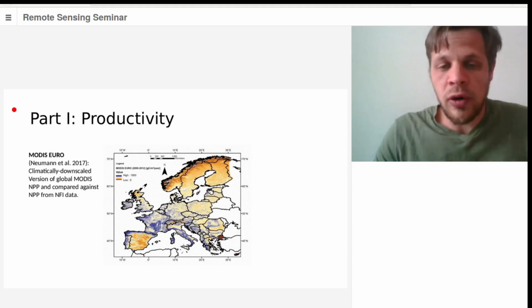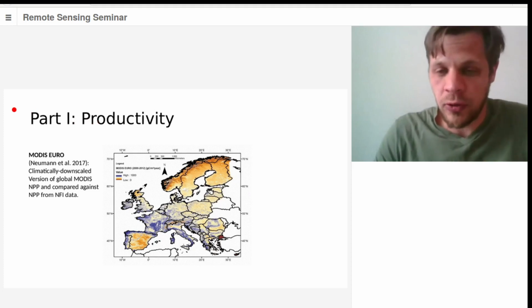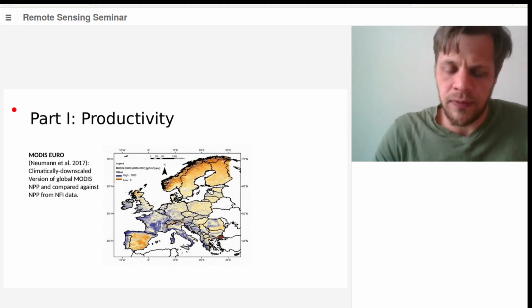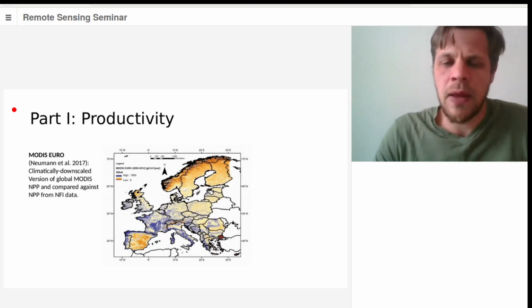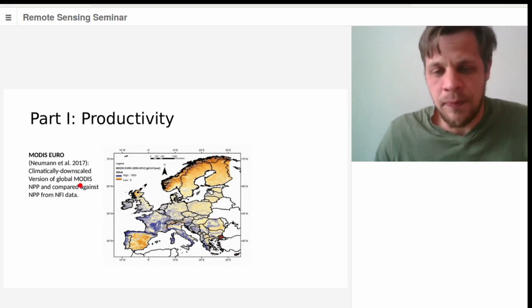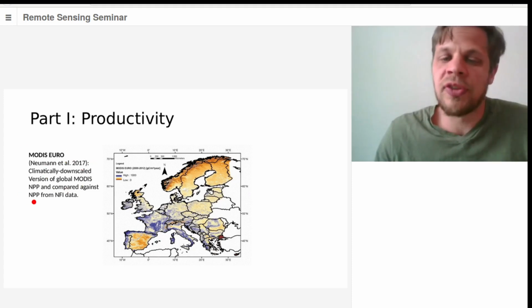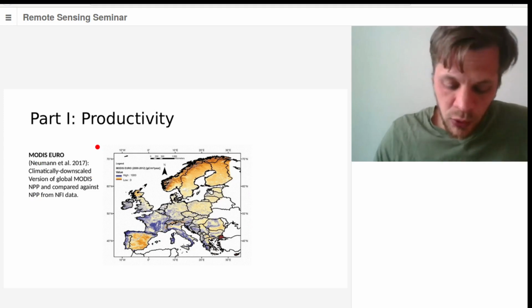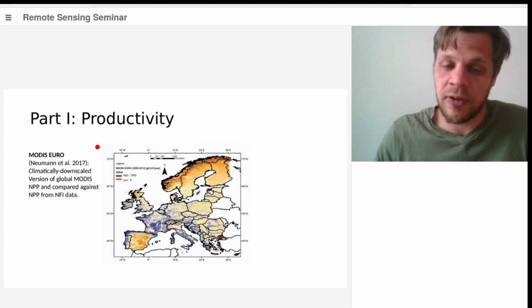Then there's a derivative of the raw MODIS data, which is MODIS Euro, which we're also using in our project. MODIS Euro is basically the same algorithm as the regular MODIS algorithm, but the difference is that the producers used spatially downscaled climate data, in particular temperature. And this makes a huge difference because they compared both their downscaled MODIS product and the raw MODIS product against productivity estimates from national forest inventories.